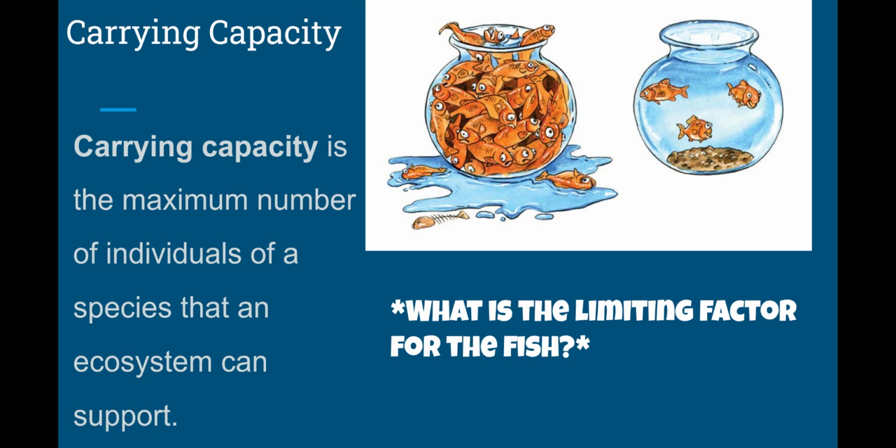Now, this all has to do with something that we like to call carrying capacity, or the maximum amount of individuals of a species that an ecosystem can hold. I like to use this picture of these fish as an example, because if you had a small fish tank like this, the ideal maybe would be three, something like that.